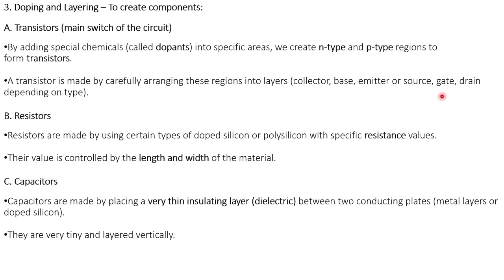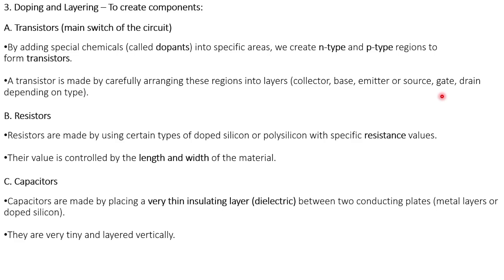So this is our third step, to create the actual components of the circuit like transistors, resistors, and capacitors. Transistors, as we discussed, are made by using dopants. Resistors are made by using certain types of doped silicon or polysilicon with specific resistance values. Capacitors are made by placing a very thin insulating layer, the dielectric, between two conducting plates.